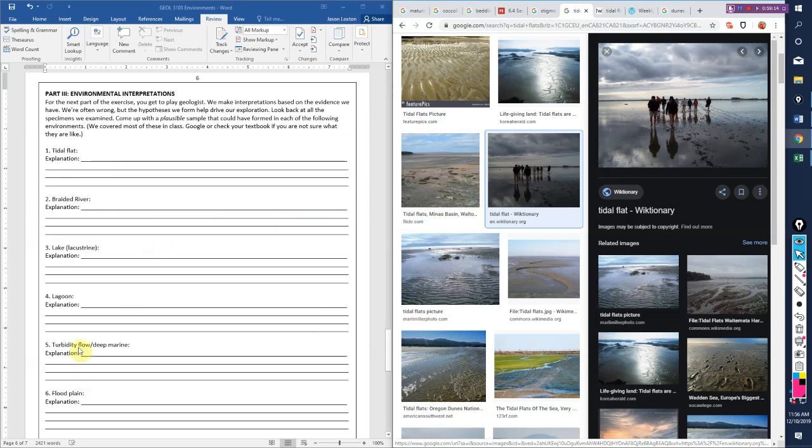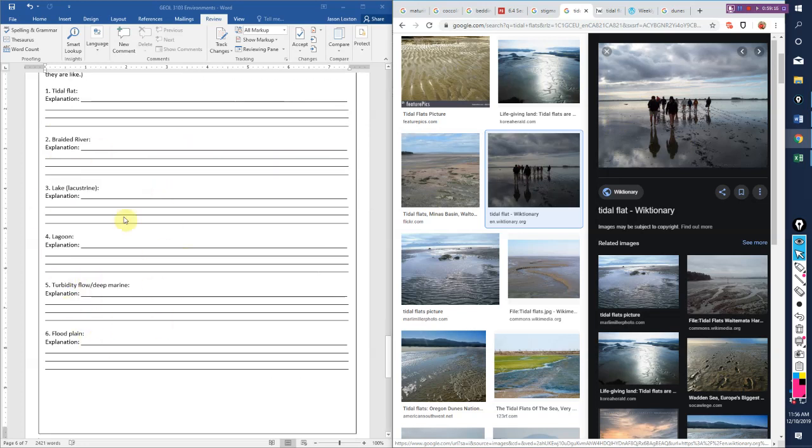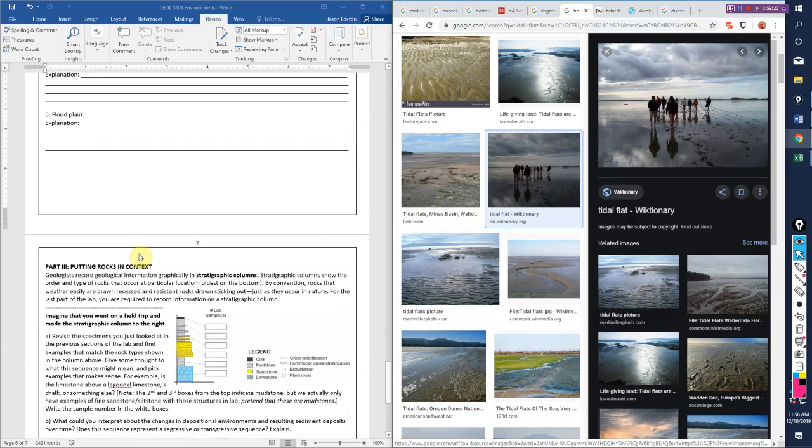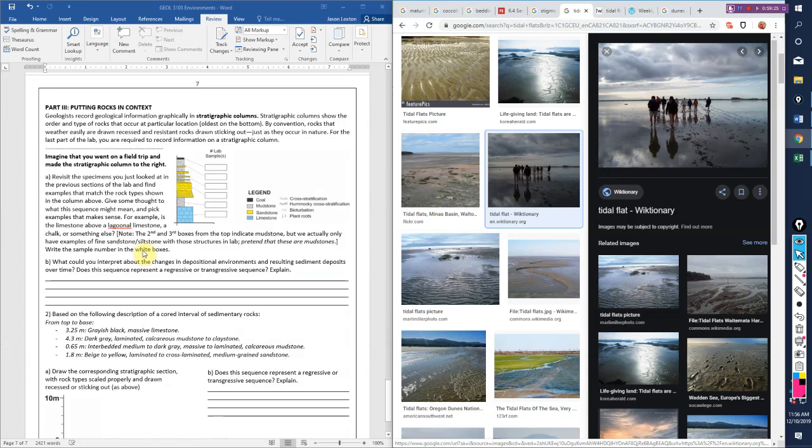So take a look. Lagoons, turbidity flows. What are these environments like? What are the sedimentary signatures of each one of these environments? All right, so go and revisit that if you didn't get it well, because that's going to be a big part of the lab exam. This final section, again, there are some problems with. And next year, I'm going to have to make the directions a little bit clearer.